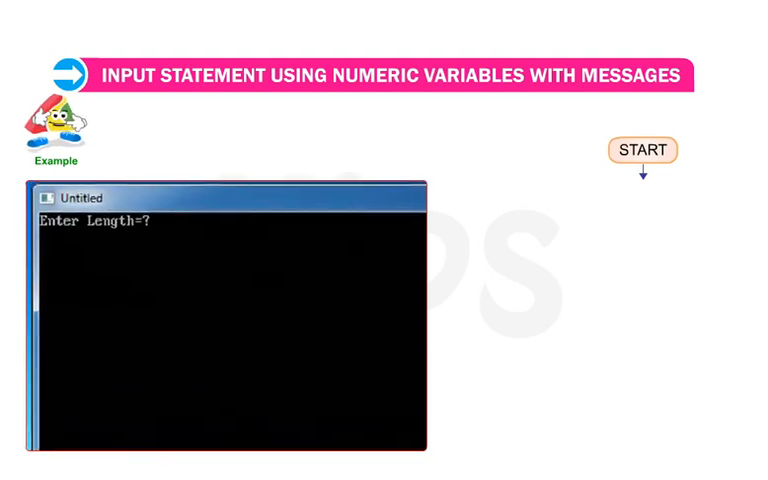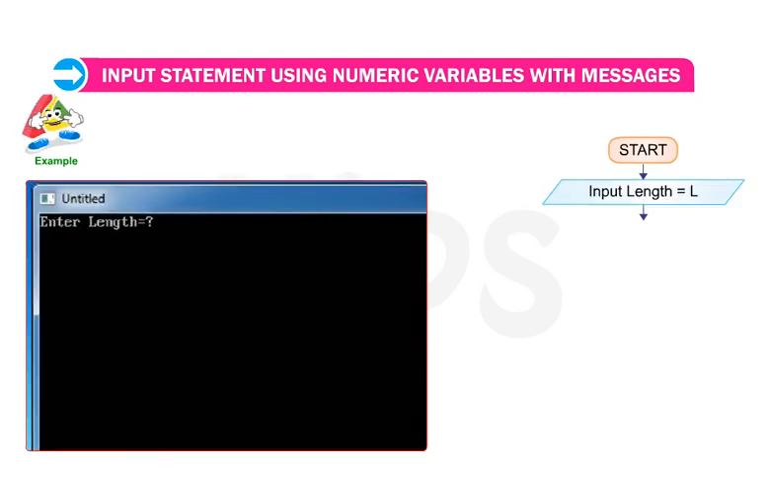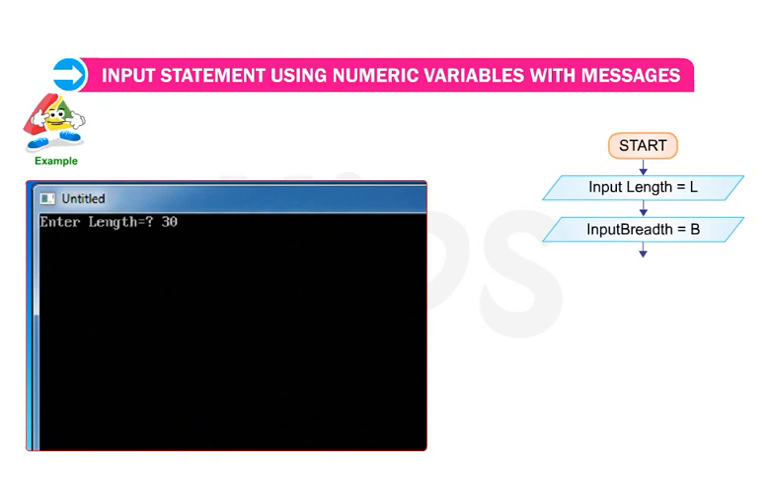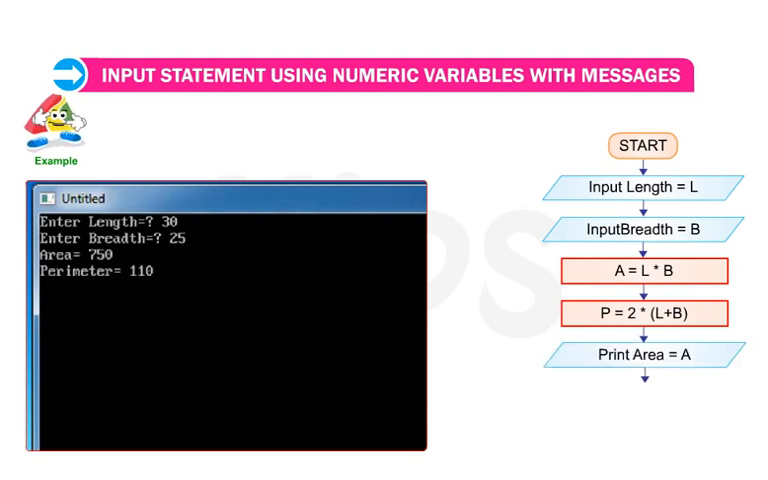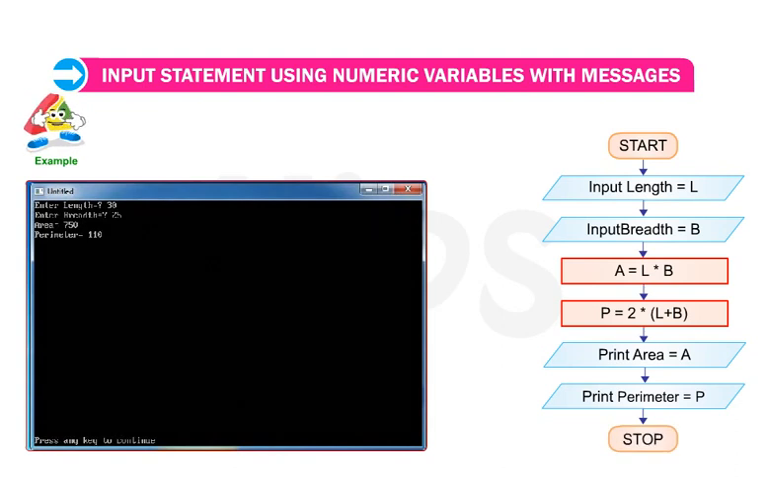Start. Input length equals L. Input breadth equals B. A = L * B. P = 2 * (L + B). Print area equals A. Print perimeter is equal to P. Stop.